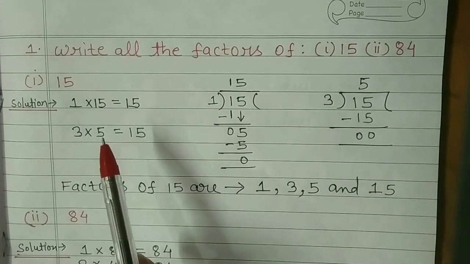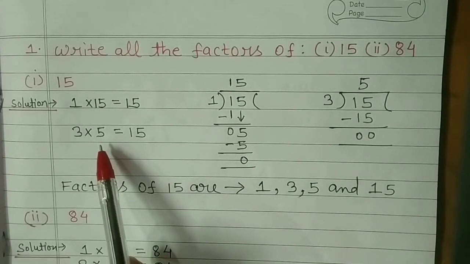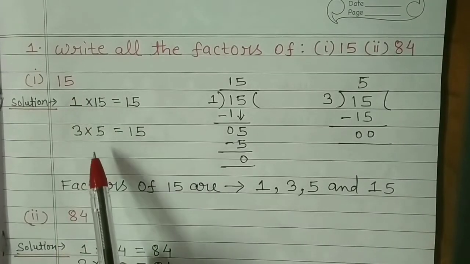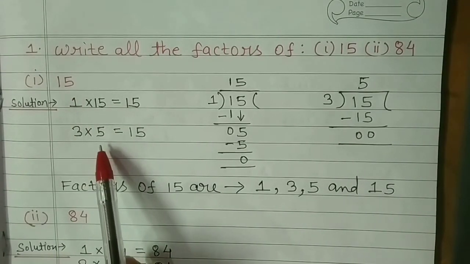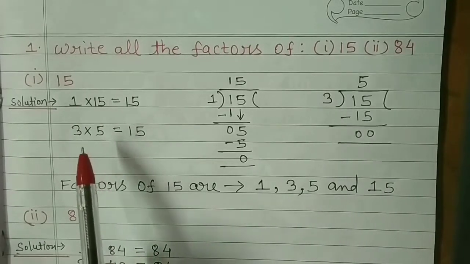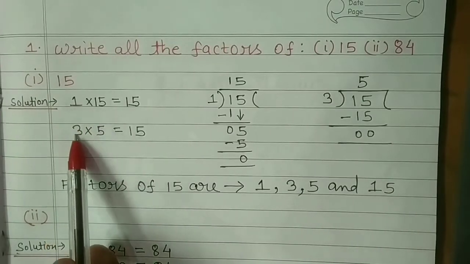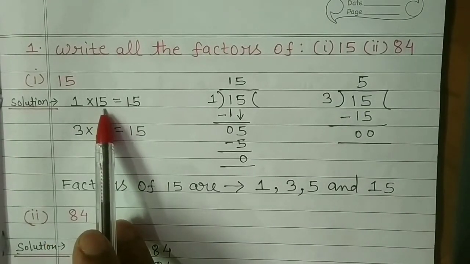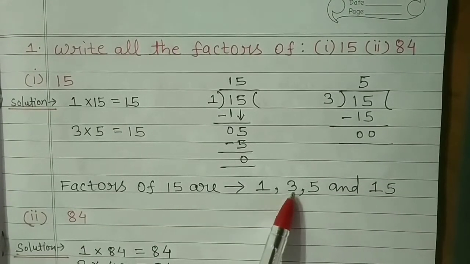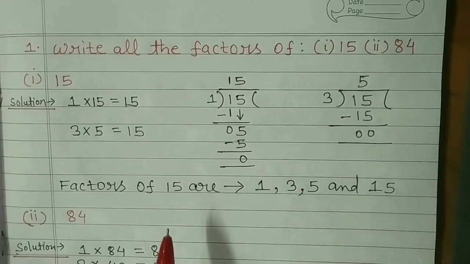And we can see here, the number 5 is already present here. So now we are going to stop here. Means if we get a number that will divide the given number and it is already present here, then we are going to stop. Why are we going to stop? Because we have got all the factors here. Here all the factors of 15 are 1, 3, 5 and 15. So here I have written factors of 15 are 1, 3, 5 and 15. Clear?